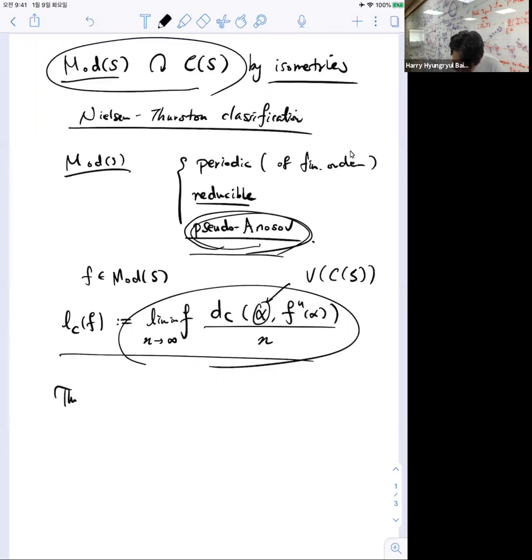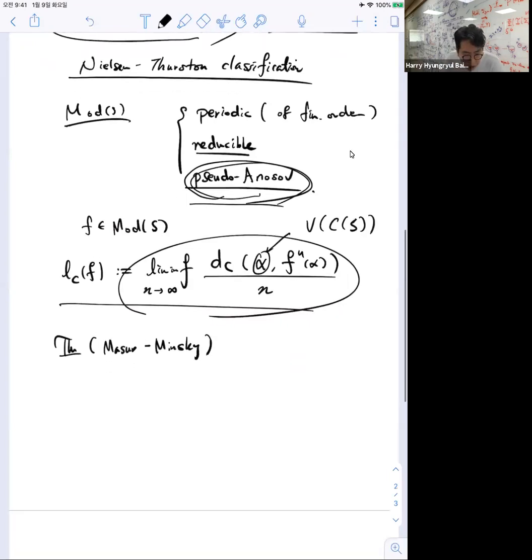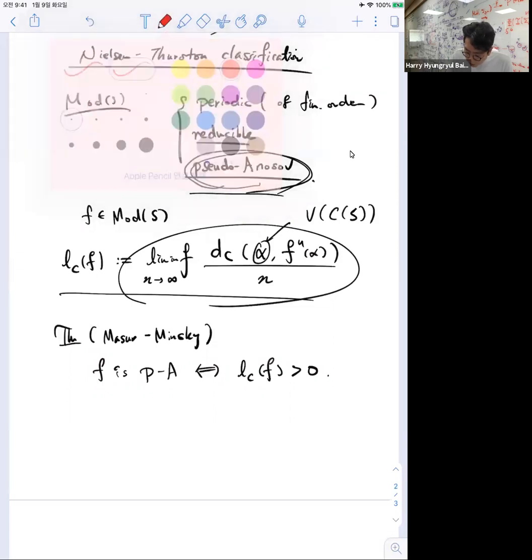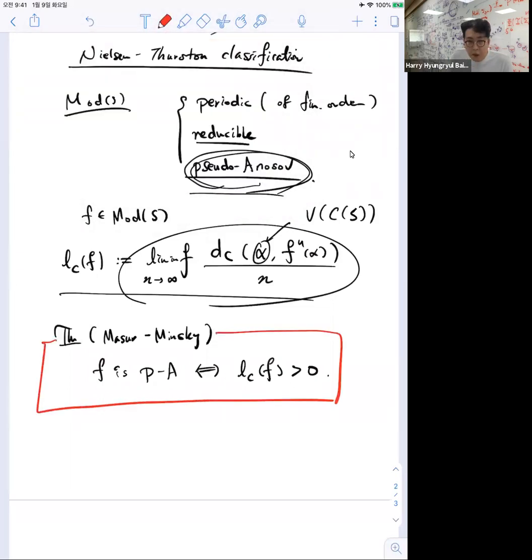What is shown in the paper by Masur and Minsky, which is about the geometry of the curve graph, is that one of the things they showed is that a mapping class is pseudo-Anosov if and only if the asymptotic translation length is positive. In the case of periodic or reducible, the asymptotic translation length is 0. And being positive is actually equivalent to the mapping class being pseudo-Anosov. So throughout this talk, if you haven't heard of pseudo-Anosov, this is a perfectly good definition for the purpose of this talk.